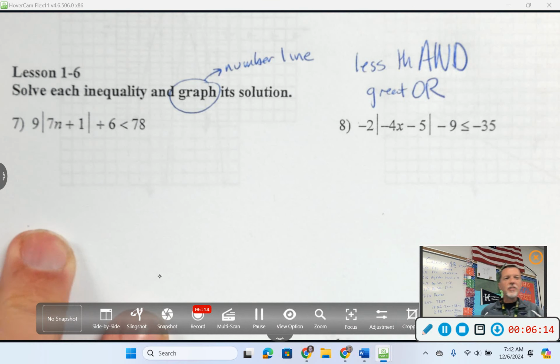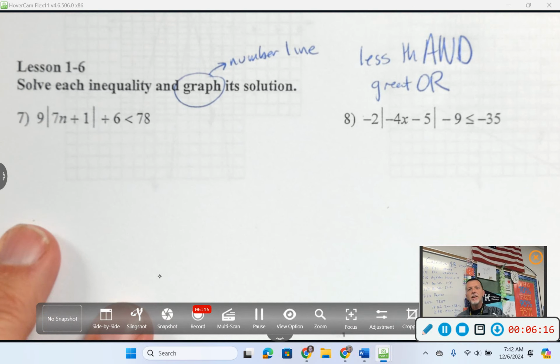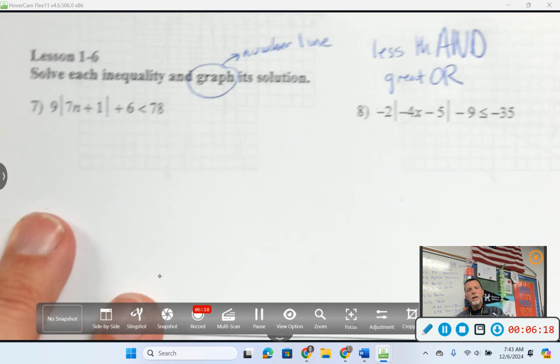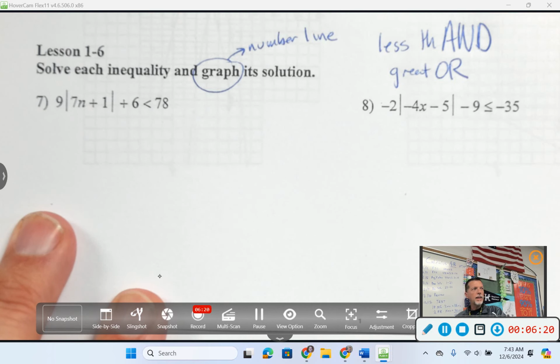So there's that lesson in two lines. Less than, greater than. Kind of like the last one, don't make that determination until you have the absolute value thing by itself. The only problem with this, Jack?